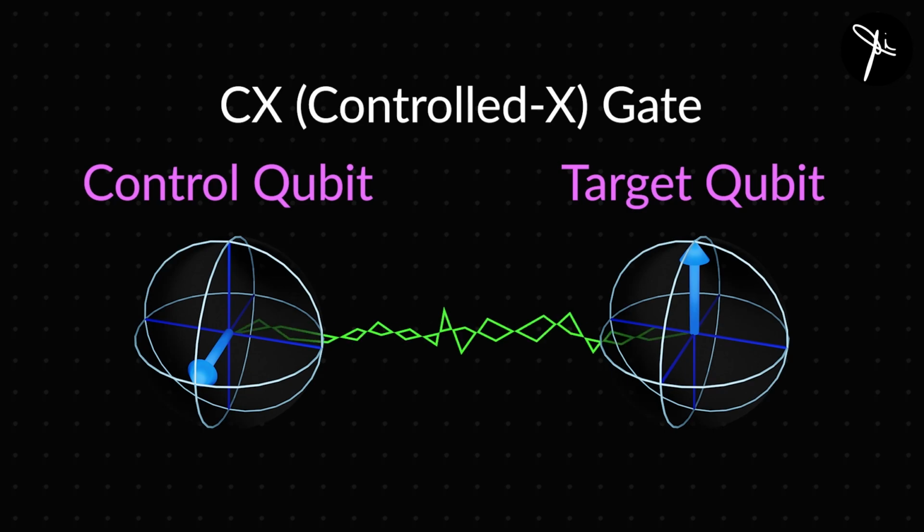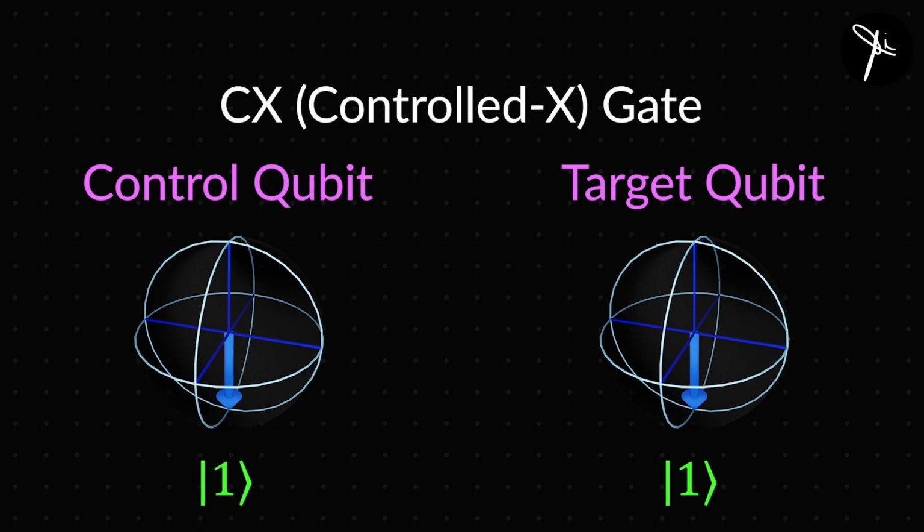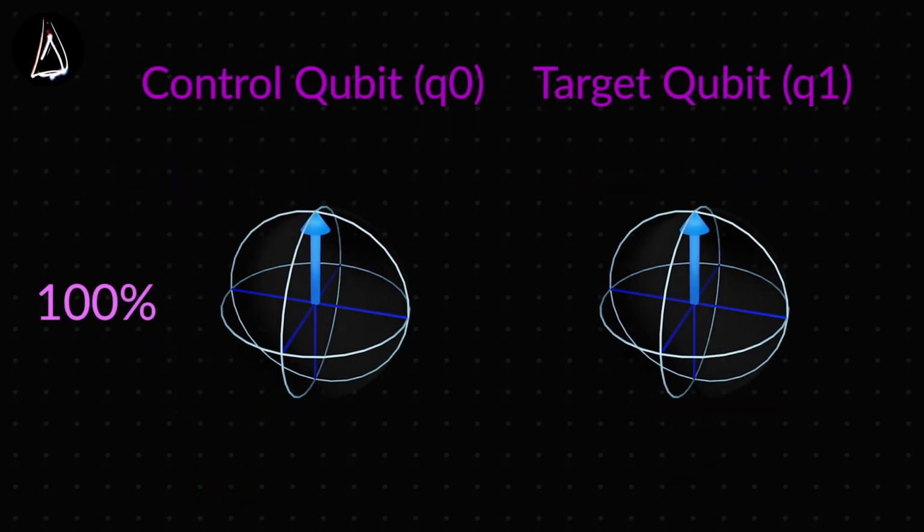When qubits are entangled, their states are connected, so measuring the state of one qubit gives us information about the state of the other. To see entanglement at play, let's create a circuit that uses the CX gate.